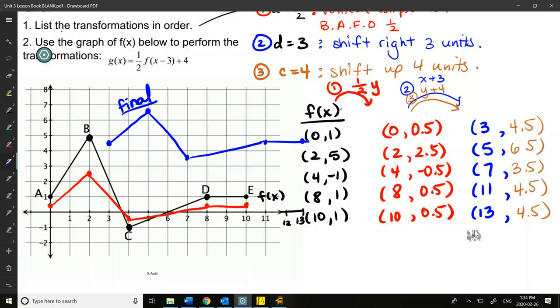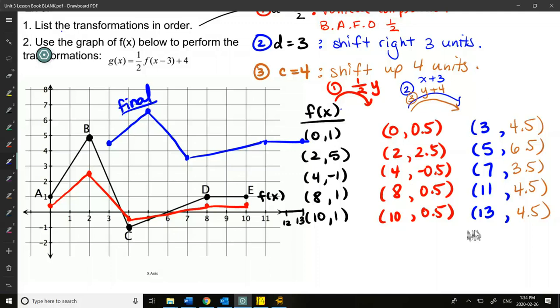Okay, so C and D, they're like additions to your x's and y's. K and A, they're like multiples to the x's and y's. So that should be your final graph there. Any questions on this one?